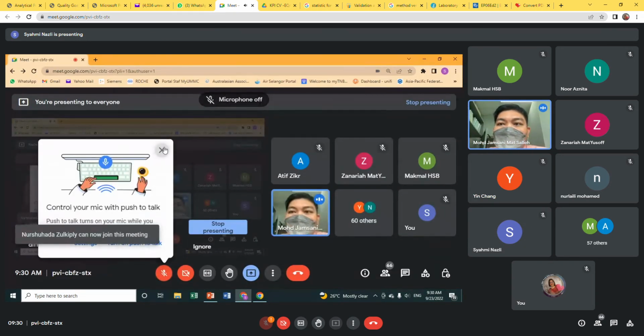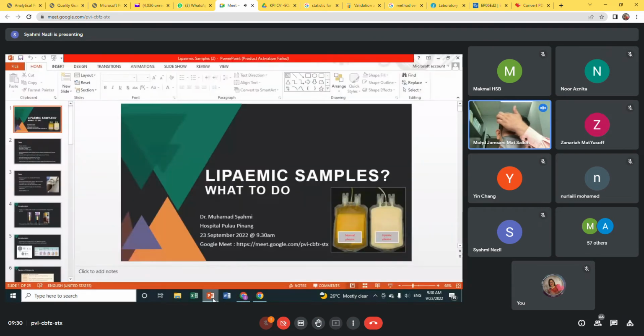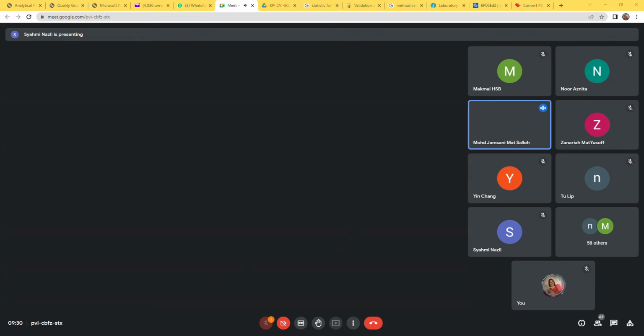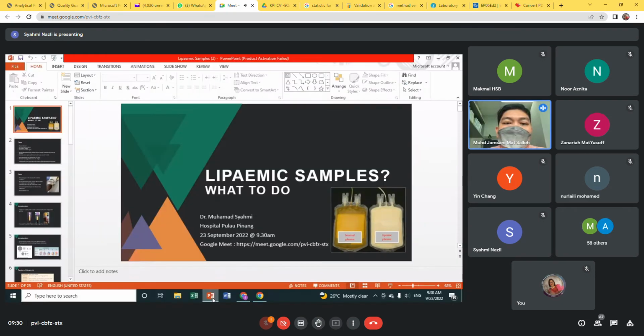Jadi sekarang dah pukul 9.30 pagi, kita akan mulakan kita punya CME berkaitan tentang satu topik iaitu Lipaemic sample, what to do. Rasa topik ini agak relevan kepada semua dan kita nak pastikan objektif pada hari ini supaya semua yang hadir pada CME pagi ini tahu bagaimana nak manage ataupun nak uruskan sampel yang mempunyai Lipaemic sampel yang sangat Lipaemic. Jadi bagaimana nak buat dan how to handle it.